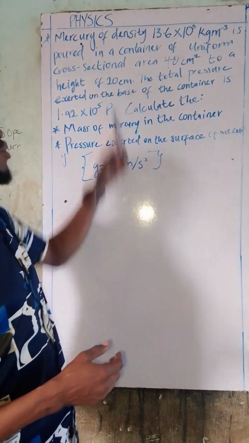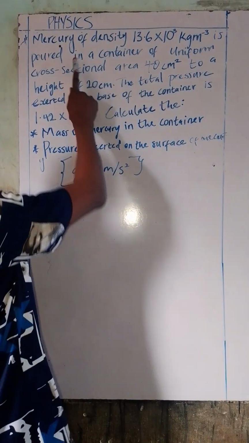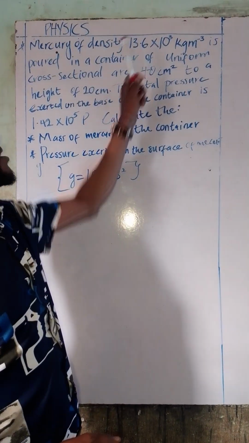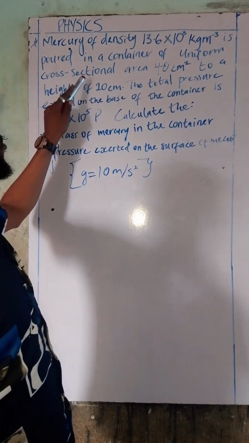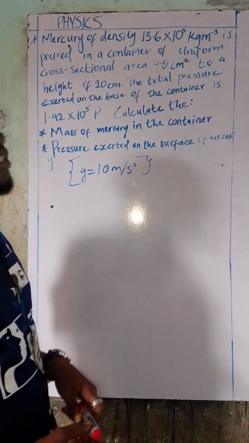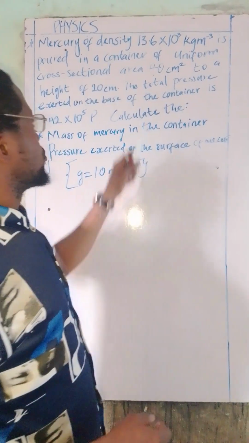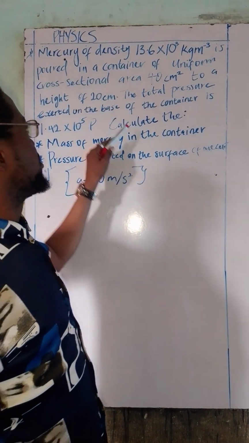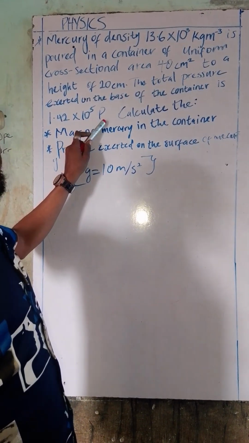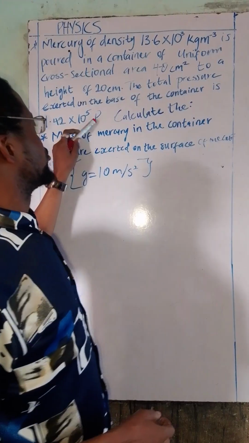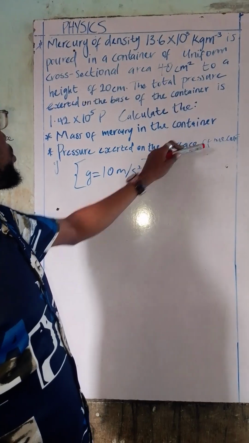So today we have a question on the board. Let's see how we can handle it. 2024. Mercury of density, so this is density, is poured in a container of uniform cross-sectional area of 40 centimeters square to a height of 20 centimeters. The total pressure exerted on the base of the container is this figure. This P is Pascal, a unit for pressure. Calculate the mass of mercury in the container.